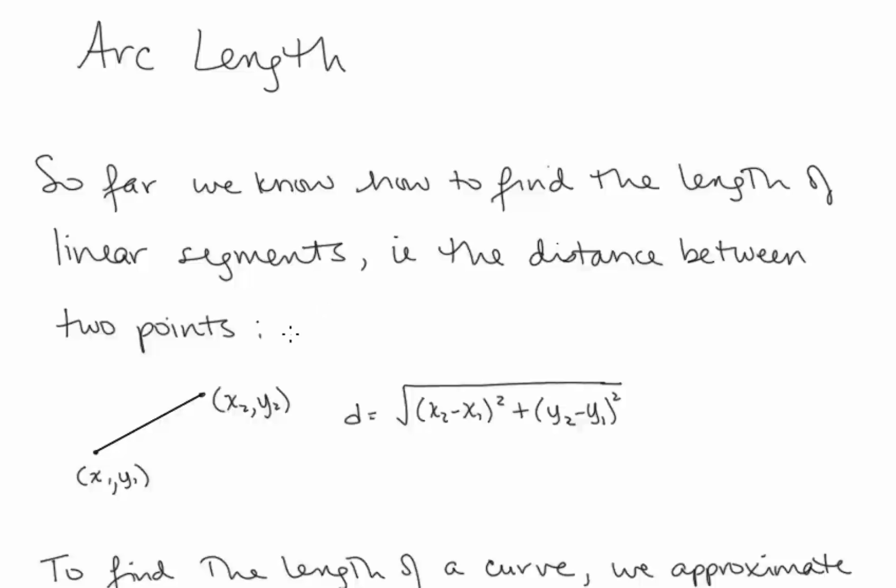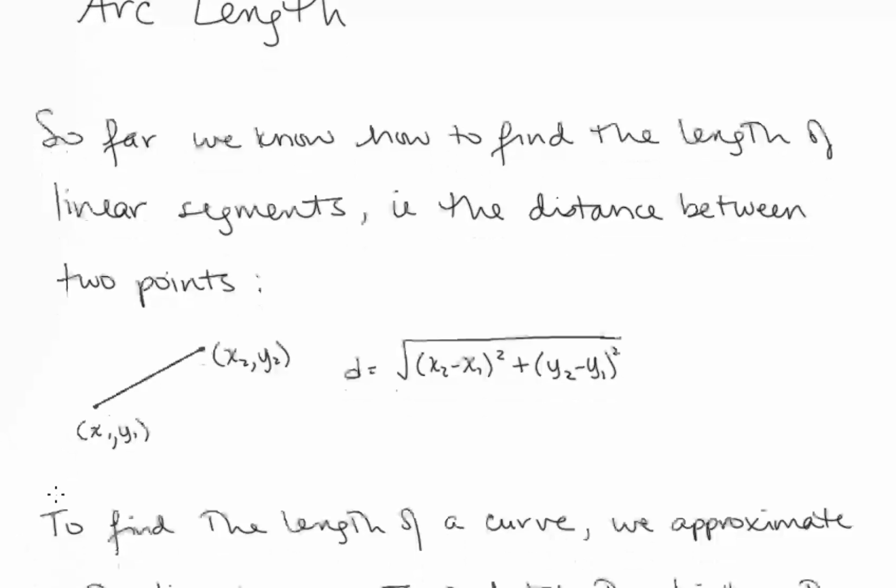Recall, if we have points (x1, y1) and (x2, y2), the distance between those points is given by the radical of (x2 minus x1) squared plus (y2 minus y1) squared. And that comes from the Pythagorean theorem by making a right triangle here.